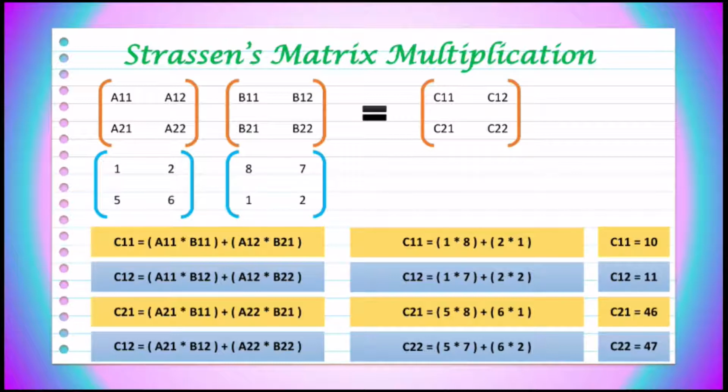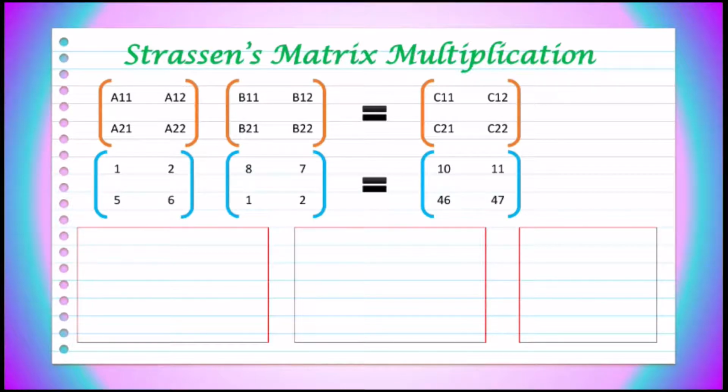So in this way we can calculate matrix multiplication by using the normal method. So this is the resultant matrix where the first row is 10 and 11 and the second row is 46 and 47. So we can solve matrix multiplication by using Strassen's method also. So the resultant matrix will be the same for these particular values. So now we will see how to calculate by using Strassen's method. So we already know the formulas of Strassen's method.